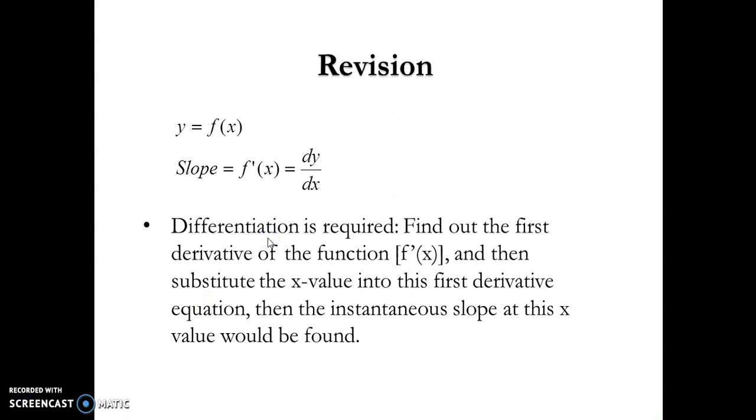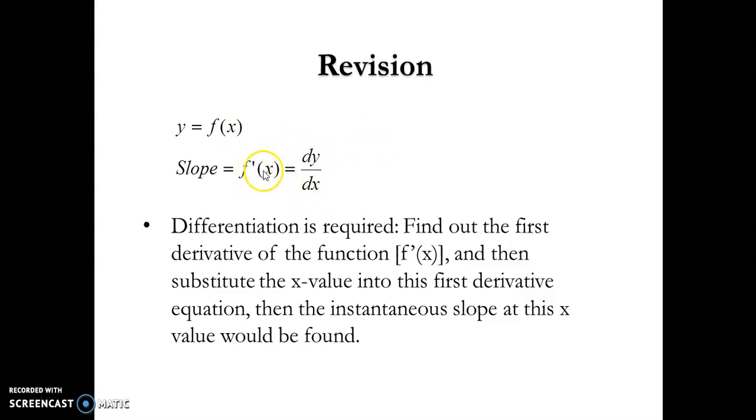The slope of the graph of a function is called the derivative of a function. Now, a derivative is the gradient of the tangent to a curve at a point. If you have a function, y is a function of x, as we have here, differentiation is required. Differentiation is the process of determining the first derivative of a function, and this is the notation that we will use.